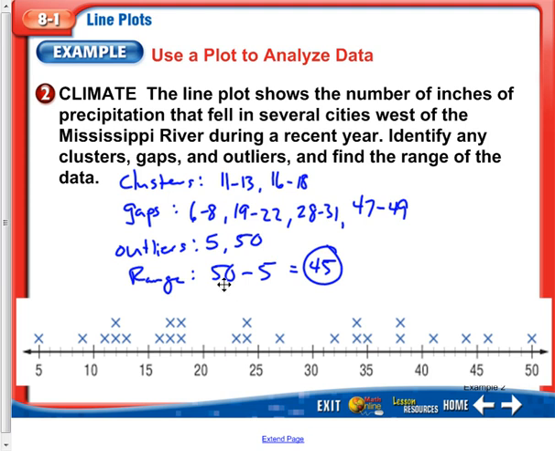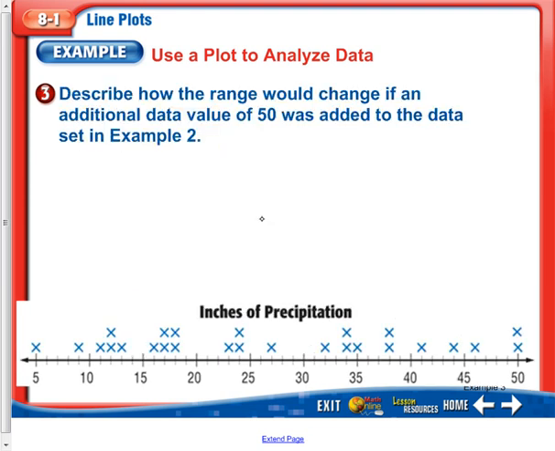Keep in mind, this is not the range. 50 minus 5 is not the range. The answer, 45, that is the range. And what that means is there's a difference of 45 inches of precipitation between the lowest and the highest. So, you know, that means it's pretty spread out, really. And then looking at all the gaps, we have quite a few gaps in there. So it kind of helps us understand why it's so spread out.